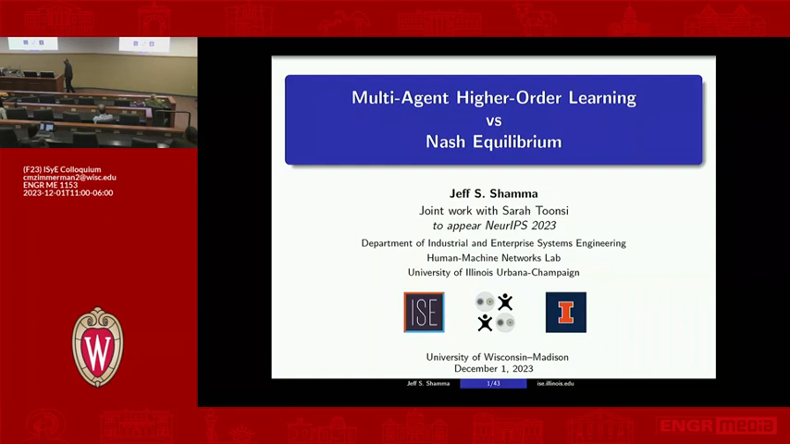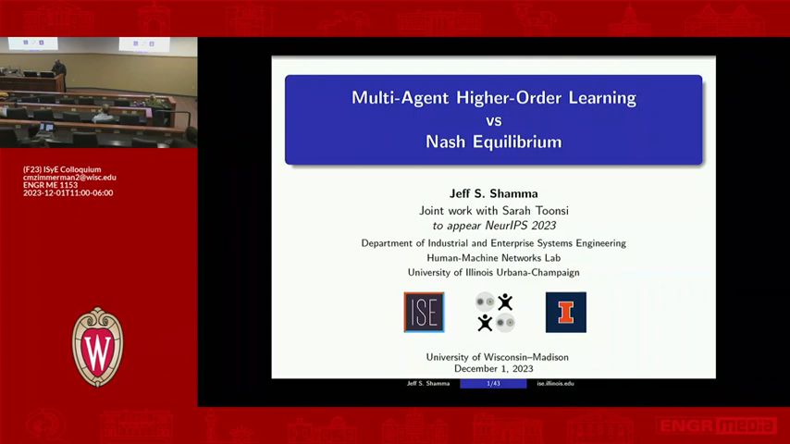So the topic is multi-agent higher-order learning and Nash equilibrium, or versus Nash equilibrium. This is joint work with PhD student Sarah Tunsi, and this will be appearing in the upcoming NeurIPS conference in a couple of weeks.